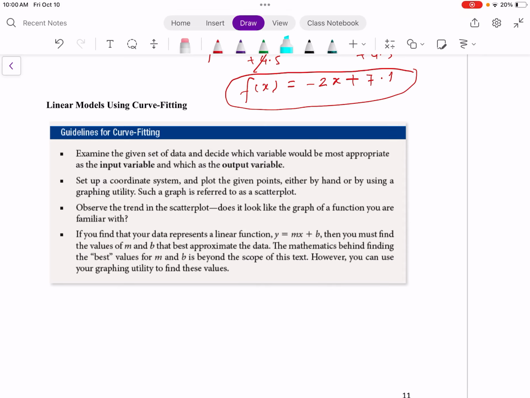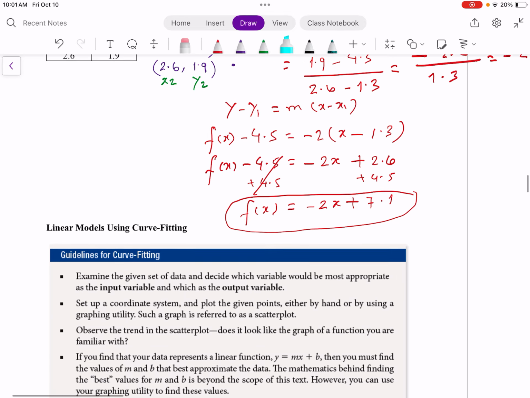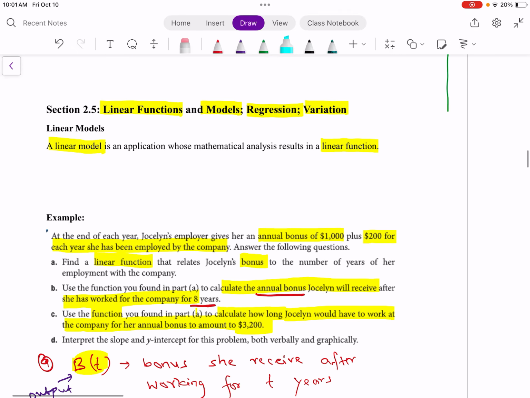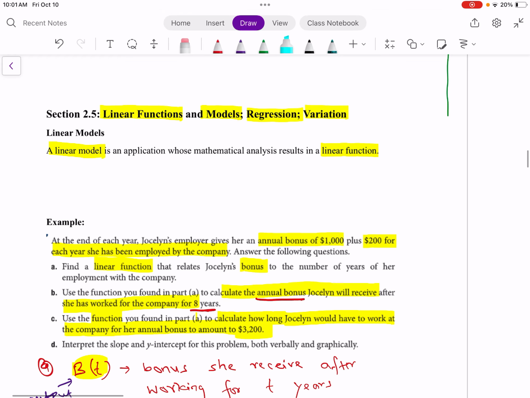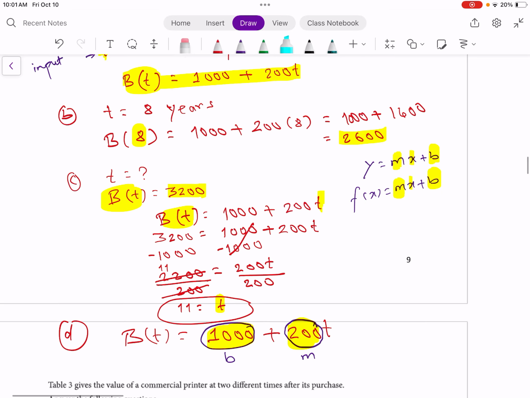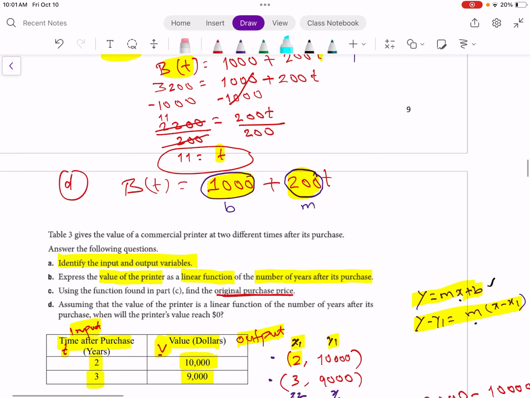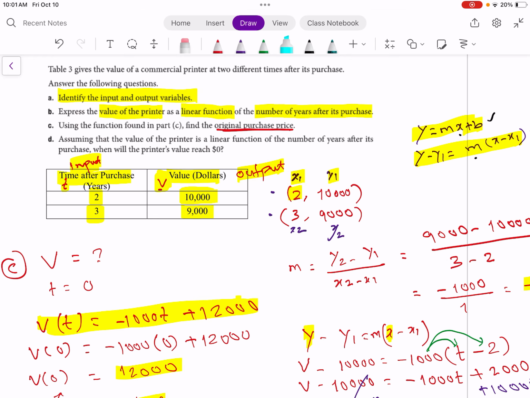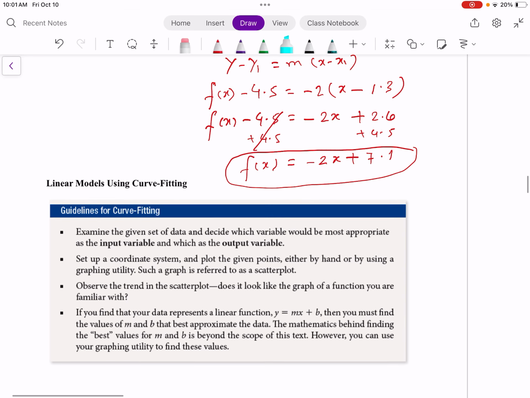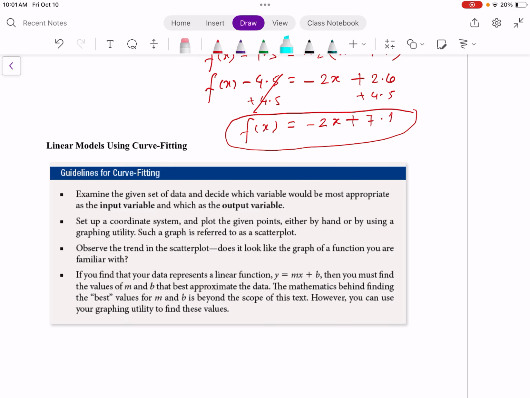In this section 2.5, we are using our linear function in a real life problem. Okay, so we use a linear model. In this linear model, using given data, we find the linear function. We were able to predict using a linear function. So in a linear model, we always try to find the linear function.